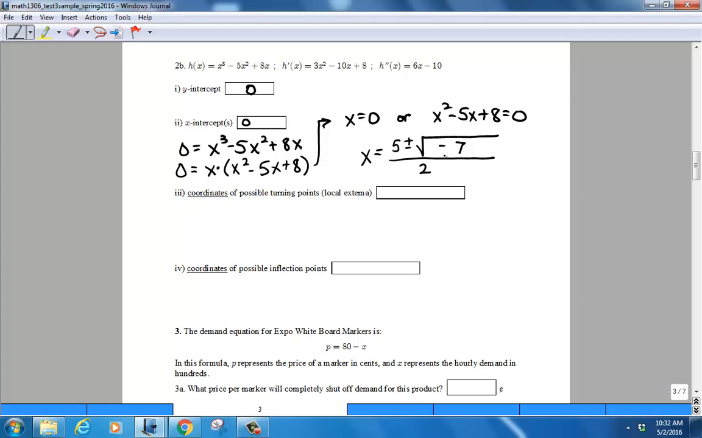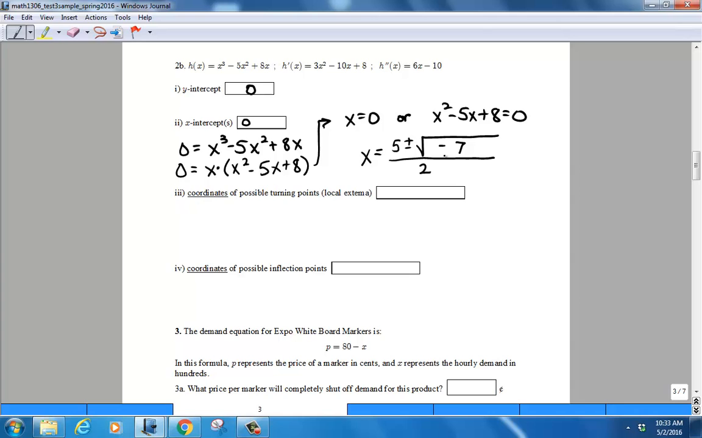It gets really close to the x-axis again, but that's the only place that it actually crosses the x-axis, okay? So no more x-intercepts other than 0. All right, well, so there it is.